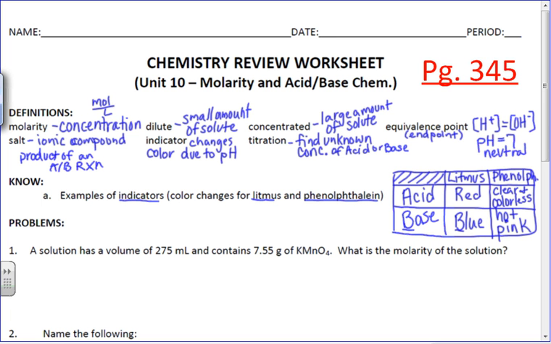You also need to review your other characteristics of acids and bases. Those are in your notes, and those are going to be on page 335. So things like which one reacts with a metal to make hydrogen gas, which ones taste sour, which ones taste bitter, things of that nature.